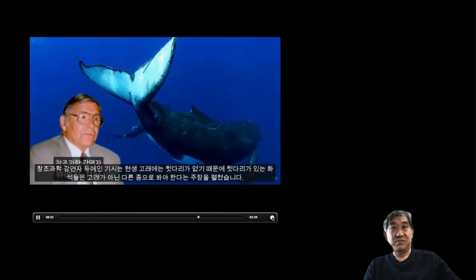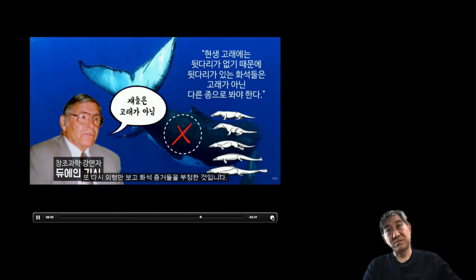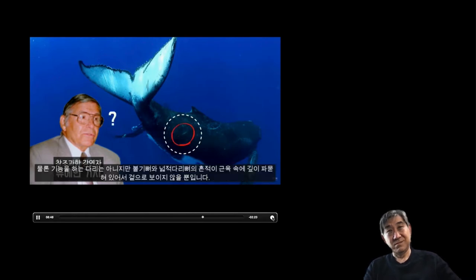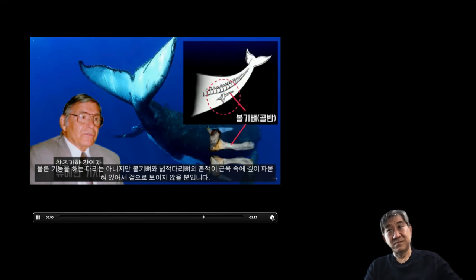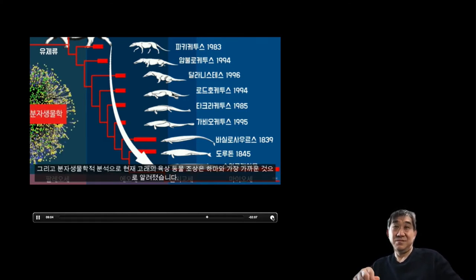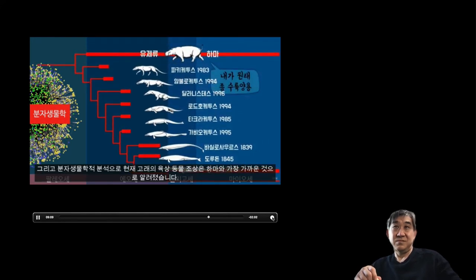창조과학 강연자 듀웨인 기시는 현생 고래에는 뒷다리가 없기 때문에 뒷다리가 있는 화석들은 고래가 아닌 다른 종으로 봐야 한다는 주장을 펼쳤습니다. 또다시 외형만 보고 화석 증거들을 부정한 것입니다. 하지만 기시는 현생 고래에도 뒷다리가 있다는 사실을 몰랐습니다. 물론 기능을 하는 다리는 아니지만 볼기뼈와 넓적다리뼈의 흔적이 근육 속에 깊이 파묻혀 있어서 겉으로 보이지 않을 뿐입니다. 고래의 중간 단계 화석들은 숨어있는 뒷다리 외에 수백 가지의 해부학적 증거들로 입증되었습니다. 그리고 분자 생물학적 분석으로 현재 고래의 육상 동물 조상은 하마와 가장 가까운 것으로 알려졌습니다.